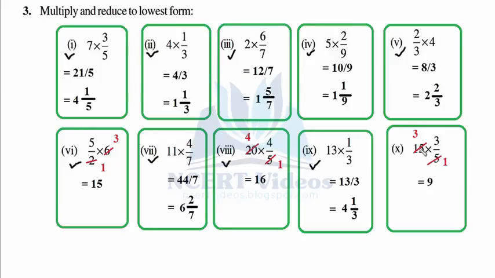Last, 3 into 3 is 9, but you can first reduce it. 1 5 is a 5, 3 5s are 15, and 3 3s are 9. Therefore it is a complete whole number. The answer is 9. So that was your question number 3.